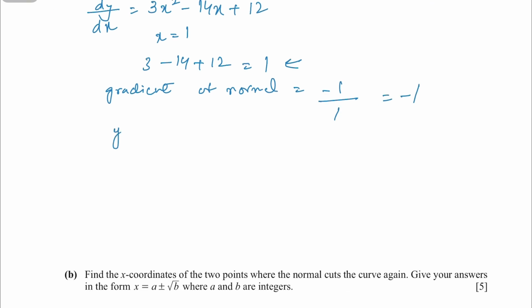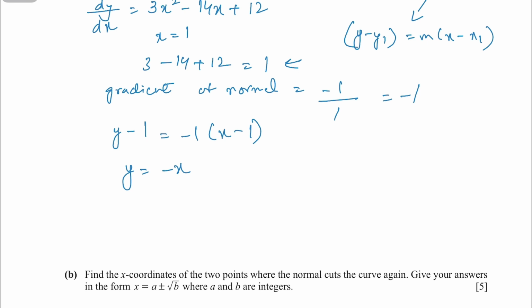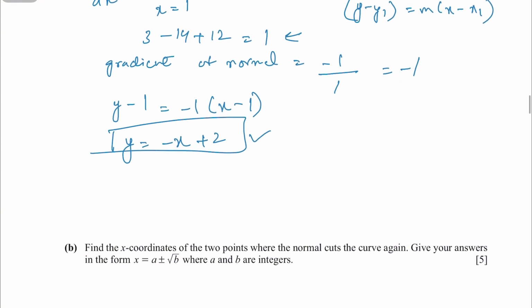So this would be y minus 1. We'll be using this, and the previous equation, that was y minus y1 equals m times x minus x1. This would be y minus 1 equals negative 1 times x minus 1. So this would be y equals negative x positive 1 and then positive 1, so this would be plus 2. So our final equation would look like this.